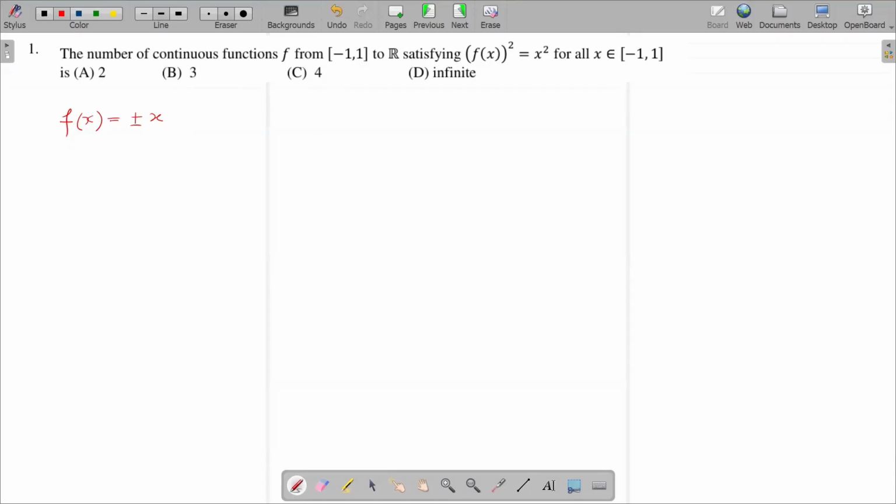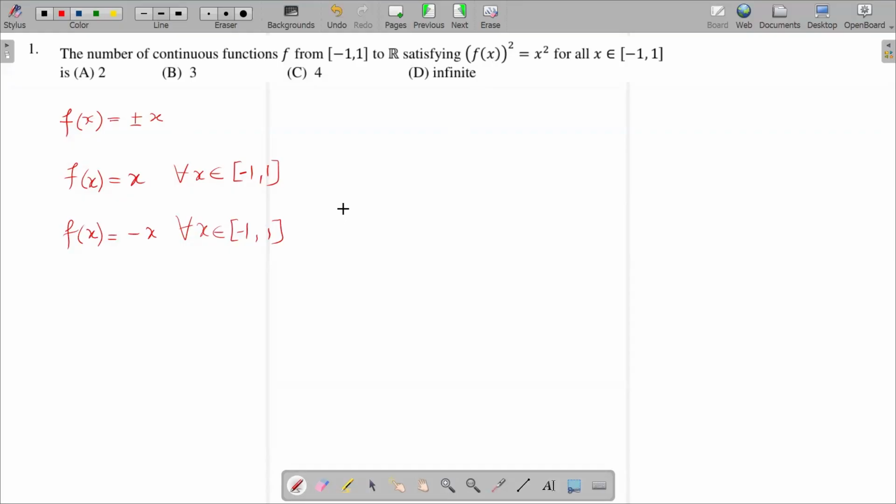So what I can do, I could have taken f(x) equal to x for all x over [-1, 1], right? Or what I can do is f(x) equal to minus x for all x over [-1, 1]. Both these functions satisfy this equation. So definitely two are surely there.